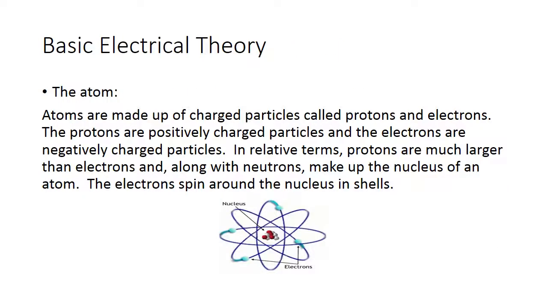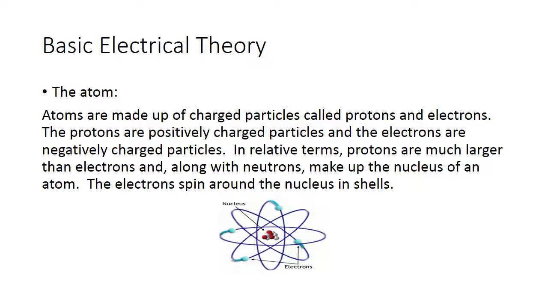Okay, let's keep going. So when we're talking about electricity at the most basic level, we want to start our study with the atom. And we don't have to know all of the details about the atom, but we do want to know that atoms are made up of charged particles, which are called protons and electrons. And the protons are positively charged particles, which are found at the center of the atom, the nucleus, along with neutrons. And the electrons are negatively charged particles.